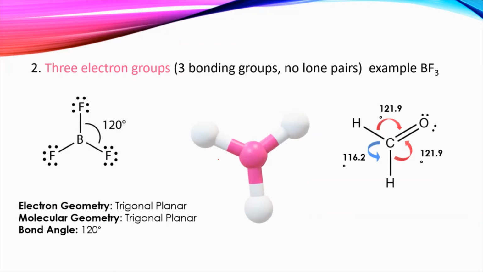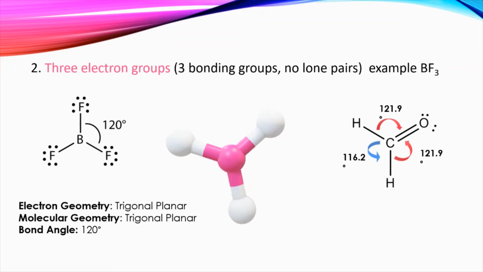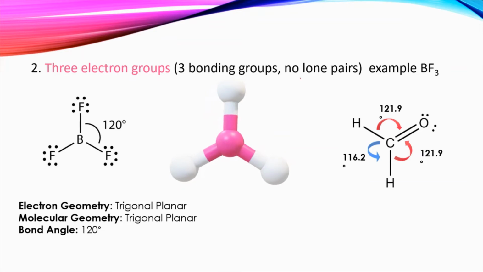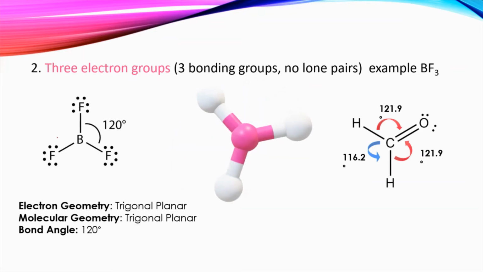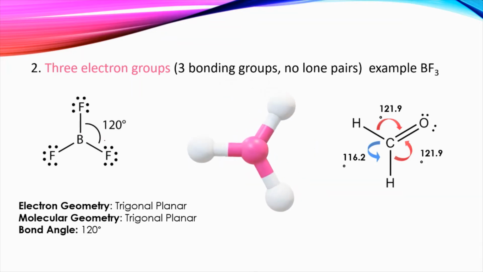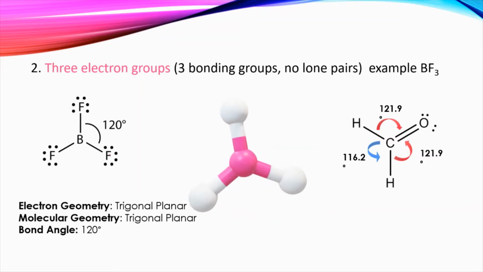All right, now here is the second one that we're going to look at. This one has 3 electron groups and all of them are bonding. You have no lone pairs. Here is an example, BF3. Again, remember boron is happy without an octet. So boron has 6 electrons around its single bonds bonded to 3 fluorines.